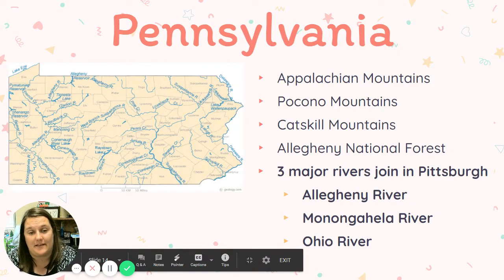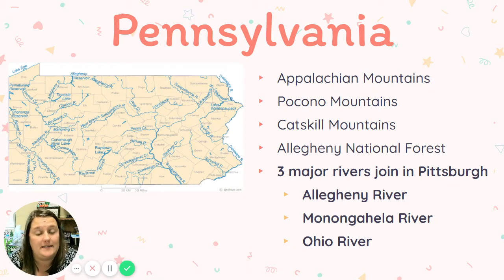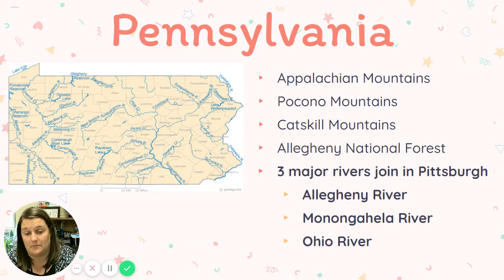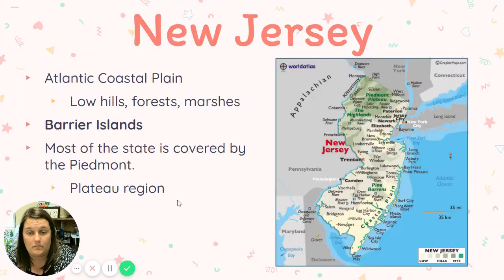Next, we have our neighbor, Pennsylvania. Pennsylvania is a very mountainous state, so we have a lot of the Appalachian Mountains, the Pocono Mountains, which are a good skiing area, and the Catskill Mountains. We also have Allegheny National Forest. And last week we did talk about Pittsburgh, which is going to be right about here, where three major rivers join together in Pittsburgh. Okay, so we have the Allegheny River. You can see it coming down here. We have the Monongahela River, which is coming right up through here. Then we have that Ohio River. They all connect there and continue on as the Ohio River.